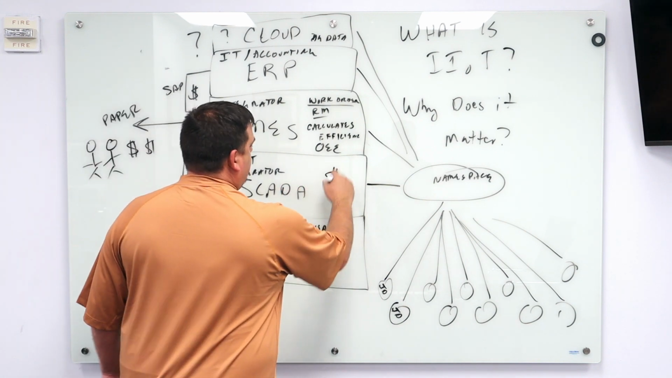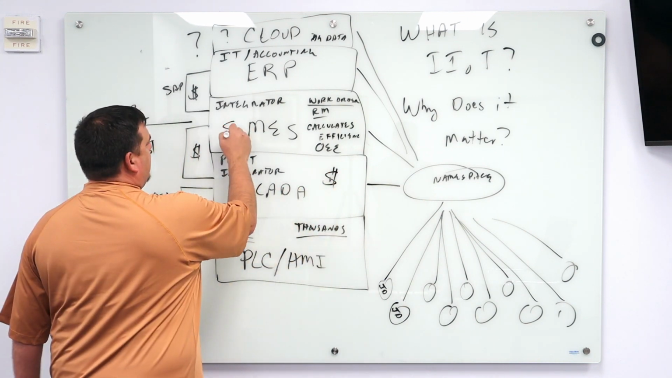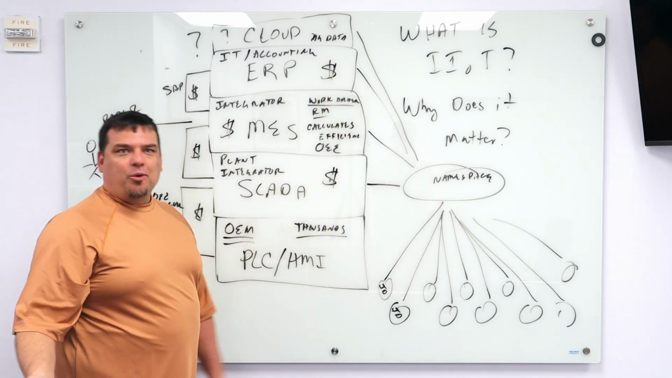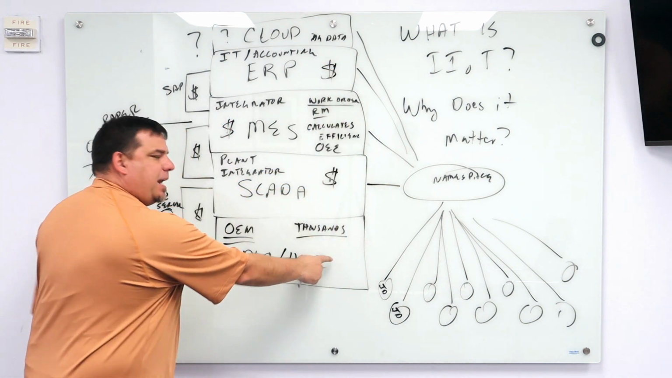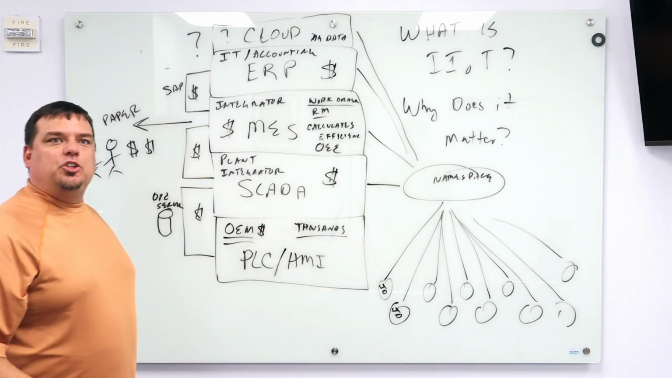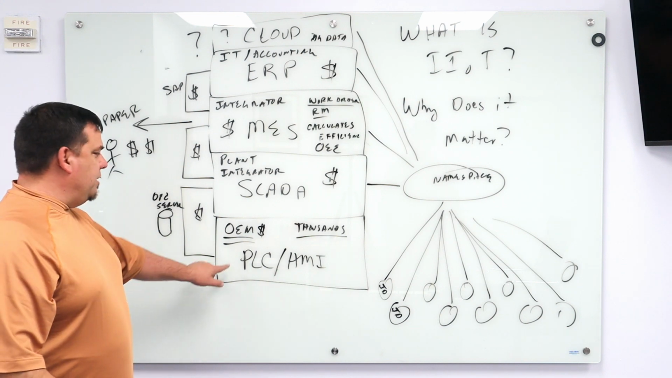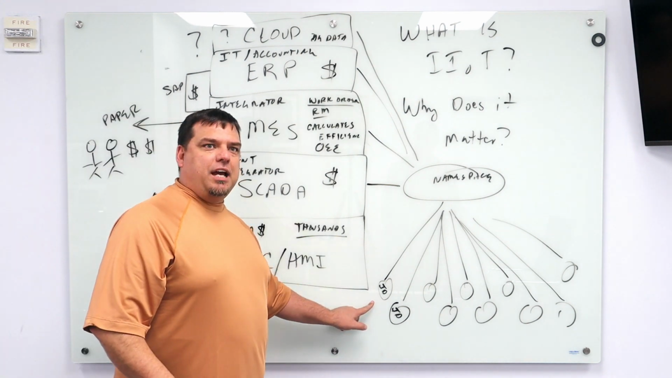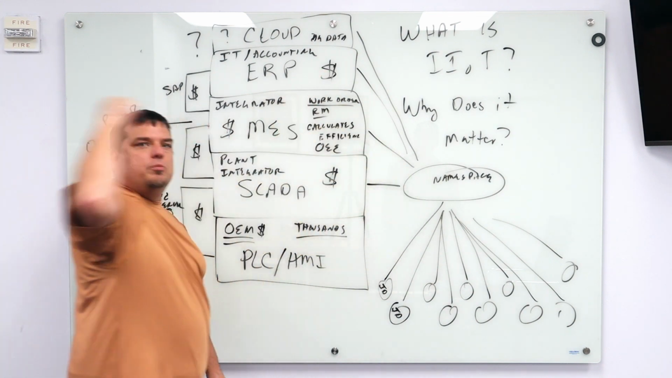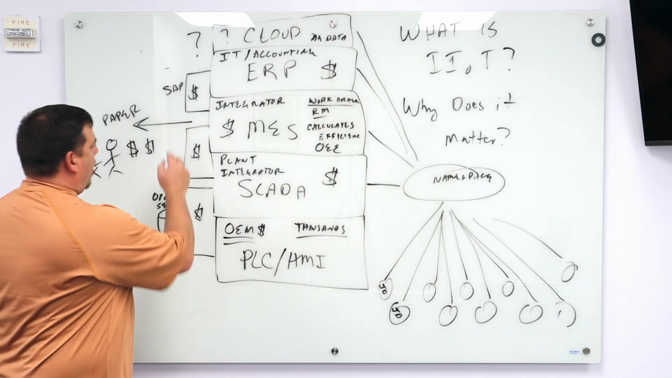So I spend my money here where I'm already spending it. I spend my money here where I'm already spending it. And I spend my money here where I'm already spending it. I don't spend money here. You want to know why? Because I already have to pay the OEM to build my machine for me. So now what they do is they build the machine, they set it on the plant floor, and they point it to the namespace, and these systems consume the data, just like that. We get rid of all of this.